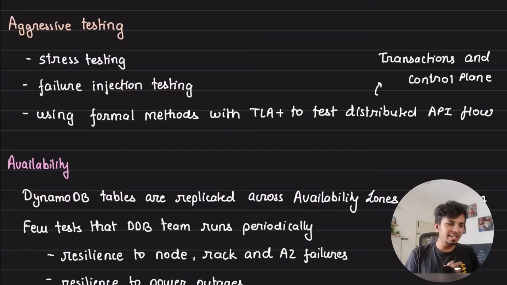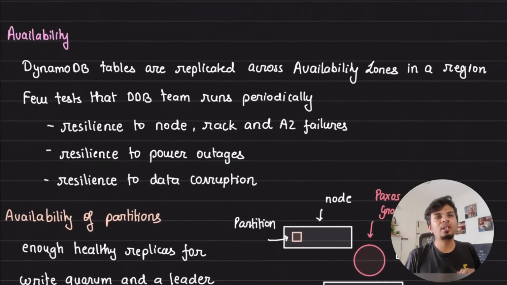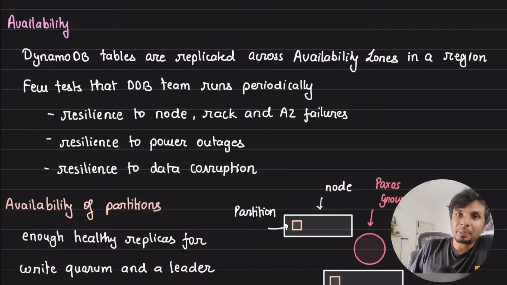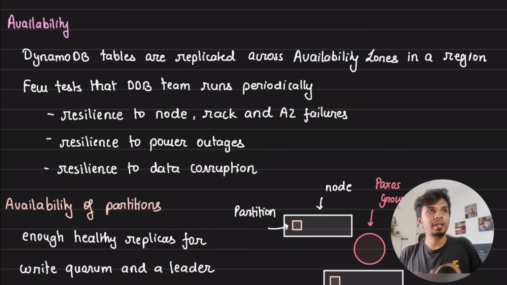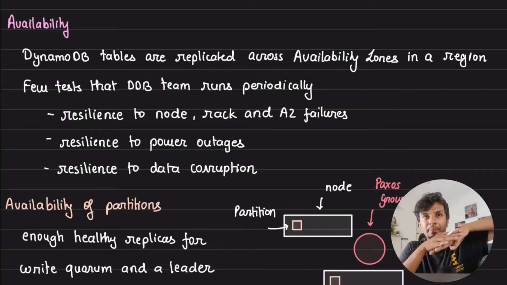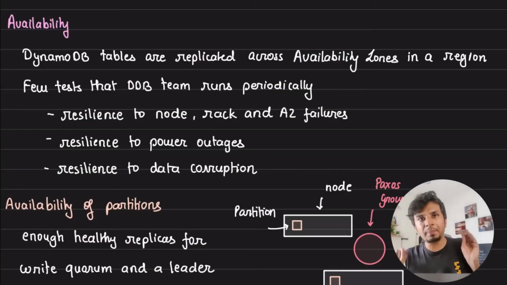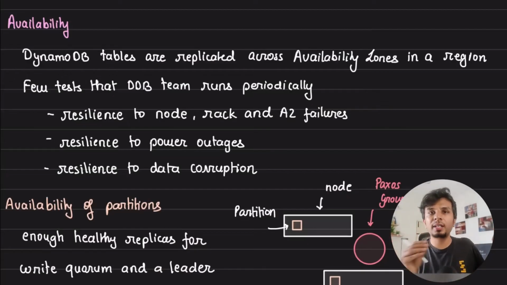Okay, now the next part. Let's talk about availability, which is really important for something as big as DynamoDB. DynamoDB tables are replicated across availability zones. One availability zone is kind of like one data center, right? So one region would have multiple data centers. Let's say in Southeast Asia, you have 5 data centers. In Mumbai, you have 3 data centers and whatnot.